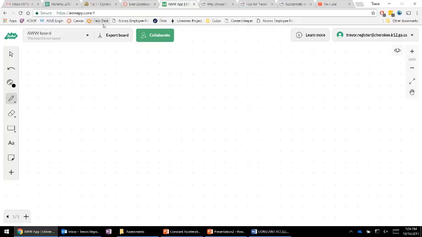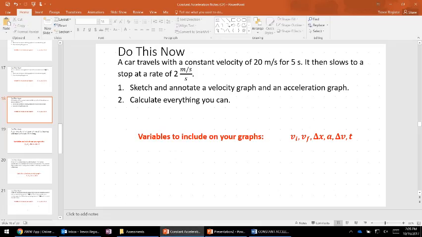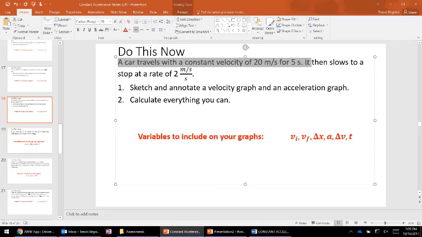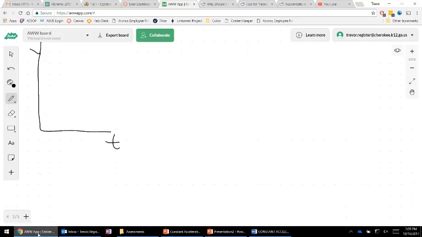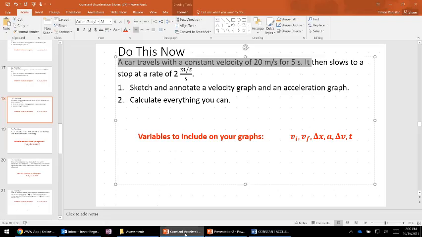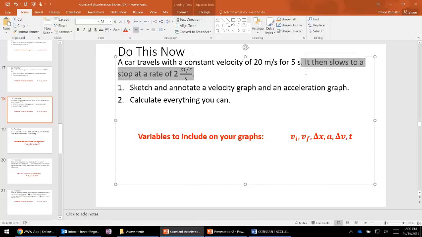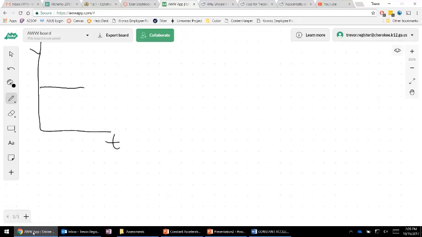So I'll start with doing the velocity graph, and here it says for the first 5 seconds it's a constant velocity of 20. So when I do my velocity graph, I need to do it somewhere up here, and it needs to show for the first 5 seconds that the velocity doesn't change. And then if we go back over here, it says it then slows to a stop. And so now we need to show the velocity going all the way down to 0.